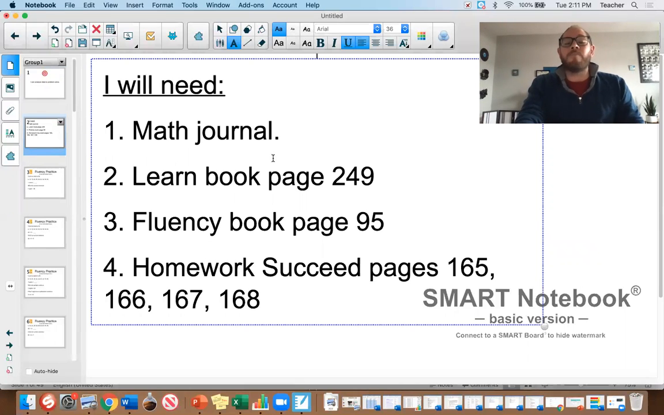We will need a math journal, our Learn book open to page 249, our Fluency book open to page 95, and for homework, our Succeed book open to pages 165, 166, 167, and 168. So if you need to, go ahead and get those ready now. You can pause the video. When you're ready to start our lesson, just push the play button.